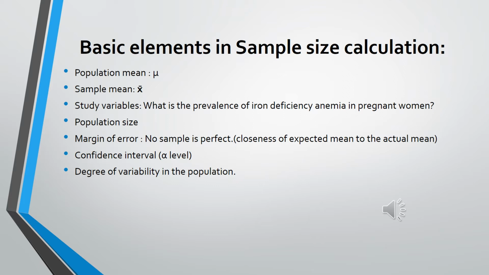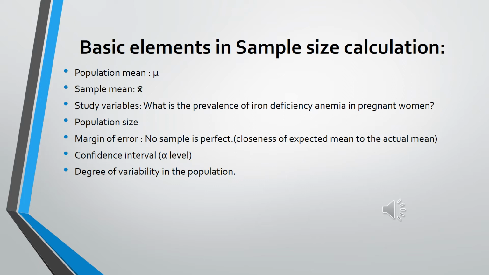Next, we have the margin of error. It indicates how much error I can live with in estimating the population mean. It is because no sample is perfect. It is actually a decision about the closeness of the expected mean to the actual mean or proportion. And margin of error is denoted by small e.